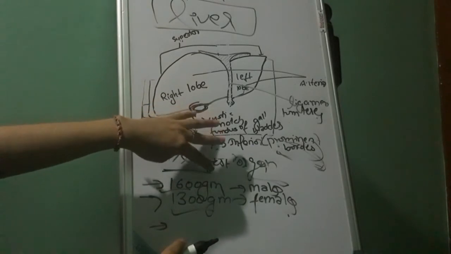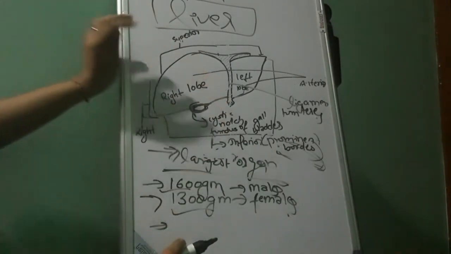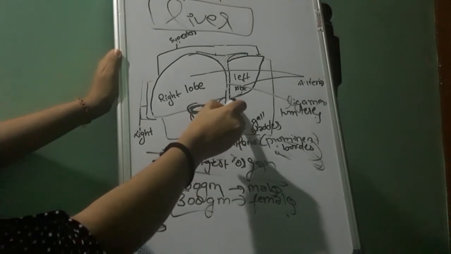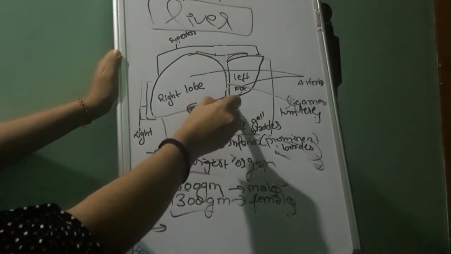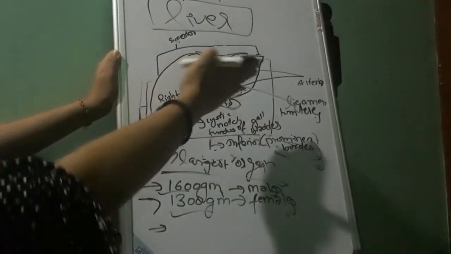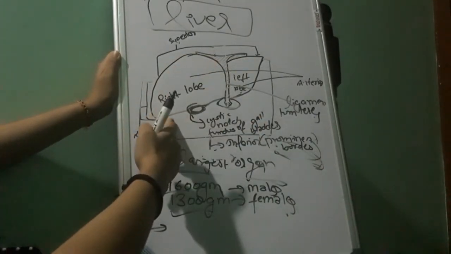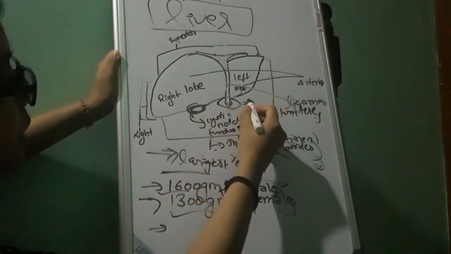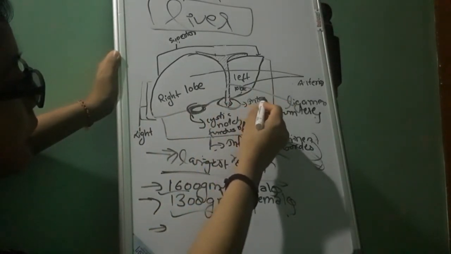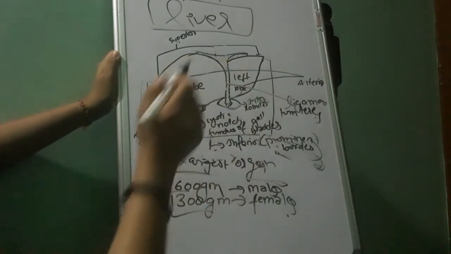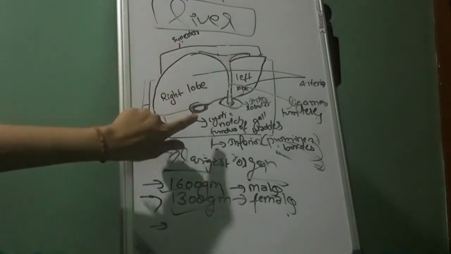And next, there is the interlobar notch, the notch for the ligamentum teres. So you can find two things in the prominent inferior border, that is the cystic notch, which is for the fundus of the gallbladder, and the interlobar notch, which is for the ligamentum teres.